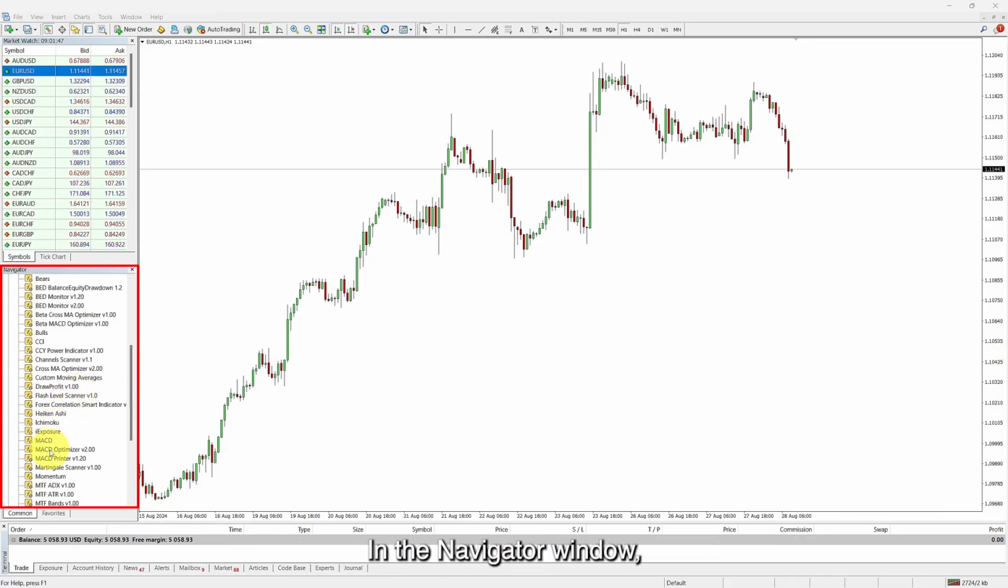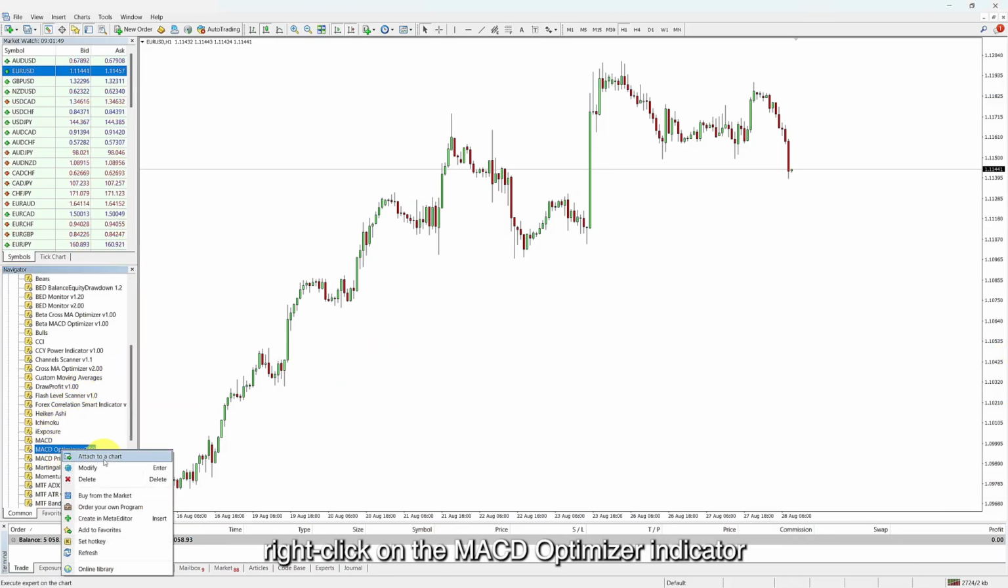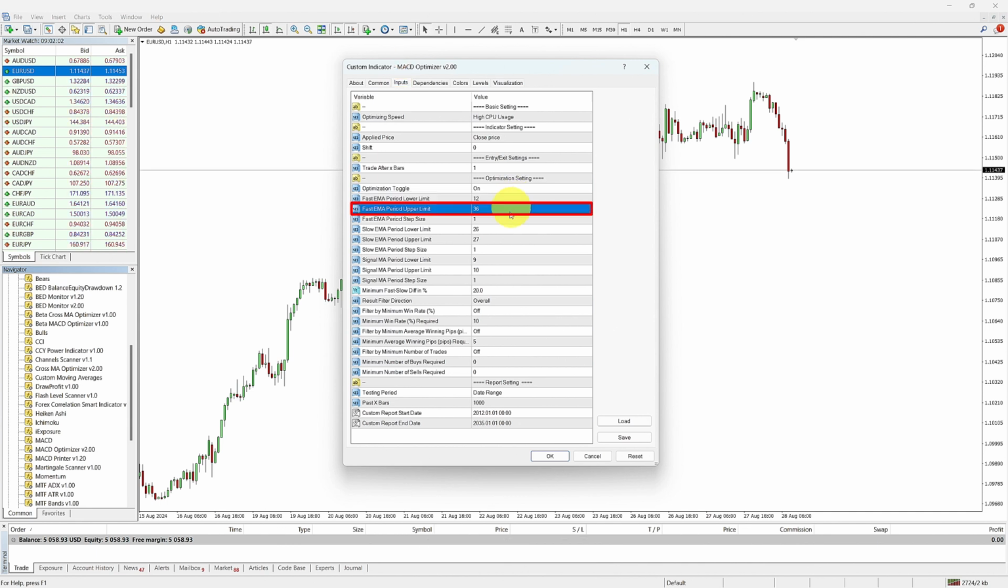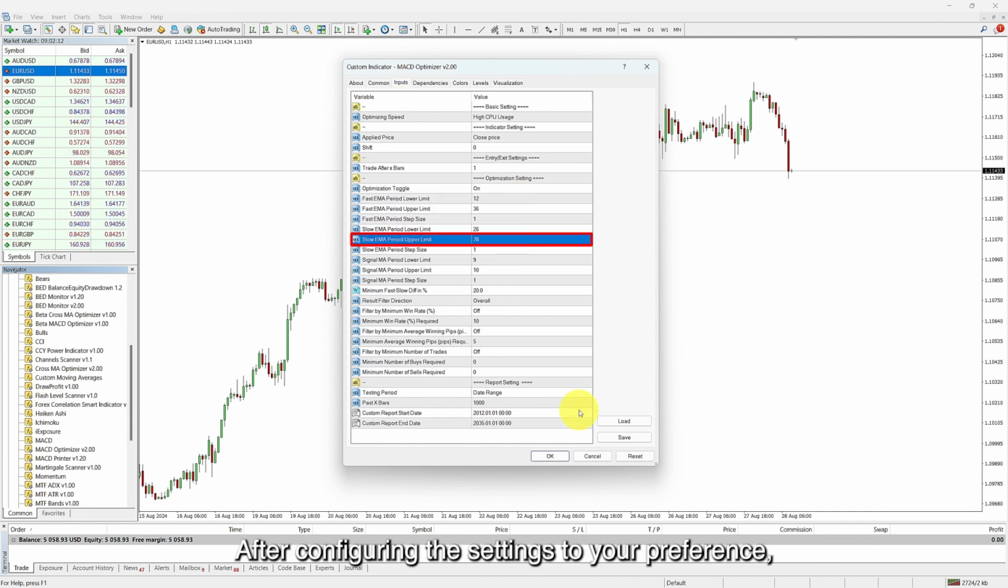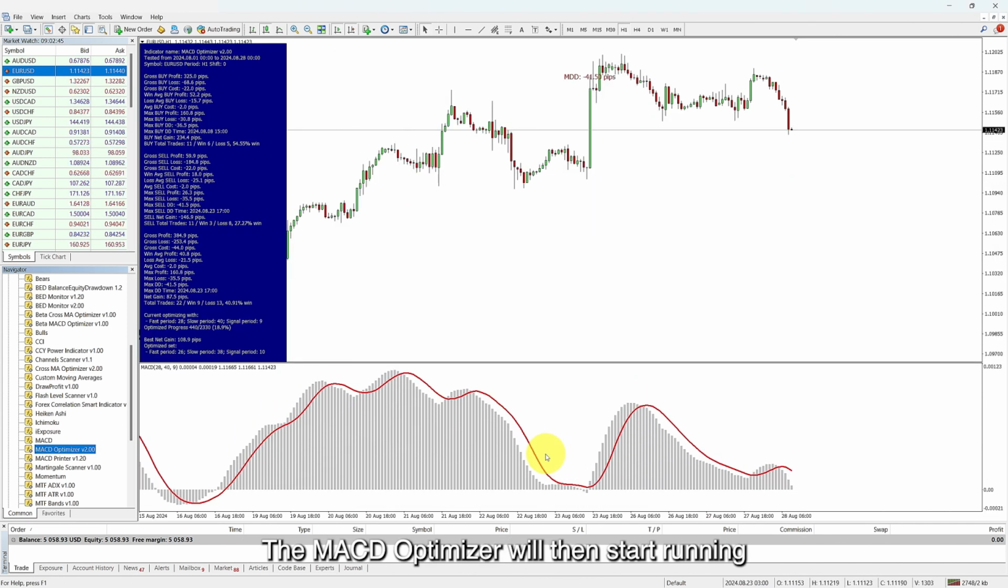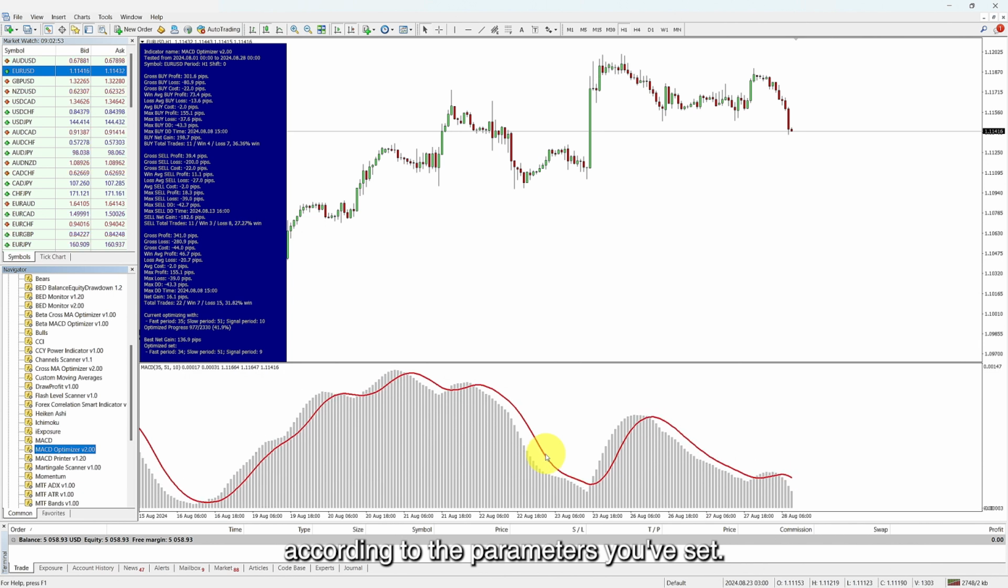In the Navigator window, right-click on the MACD optimizer indicator and select Attach to a chart. In the indicator settings, click on Inputs. After configuring the settings to your preference, click OK. The MACD optimizer will then start running according to the parameters you've set.